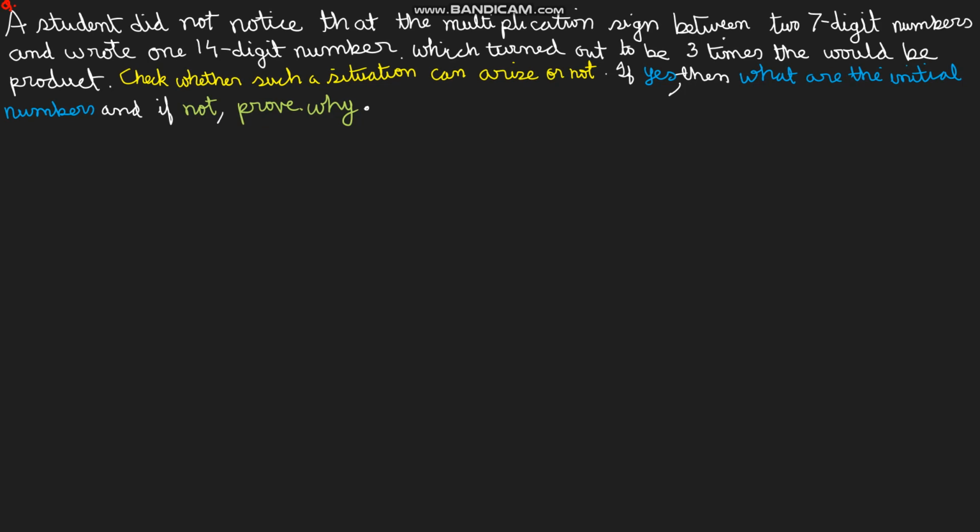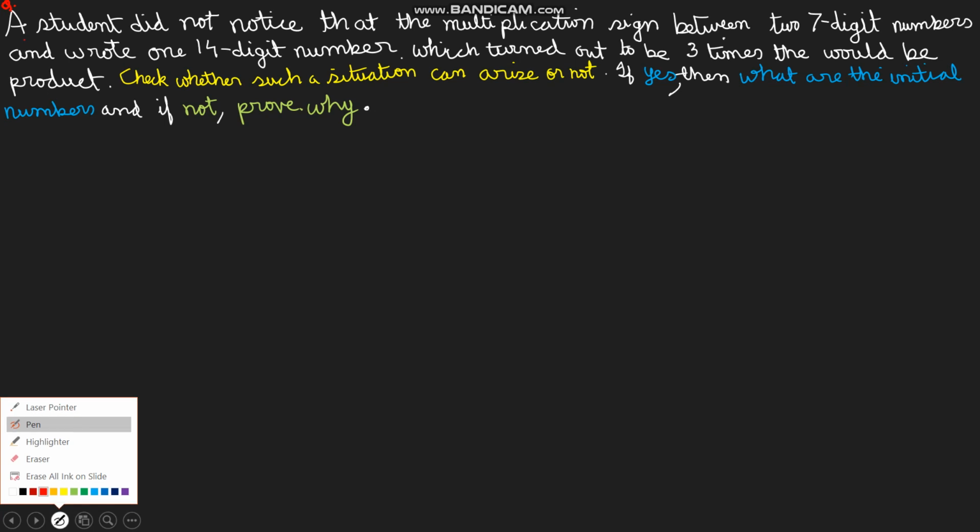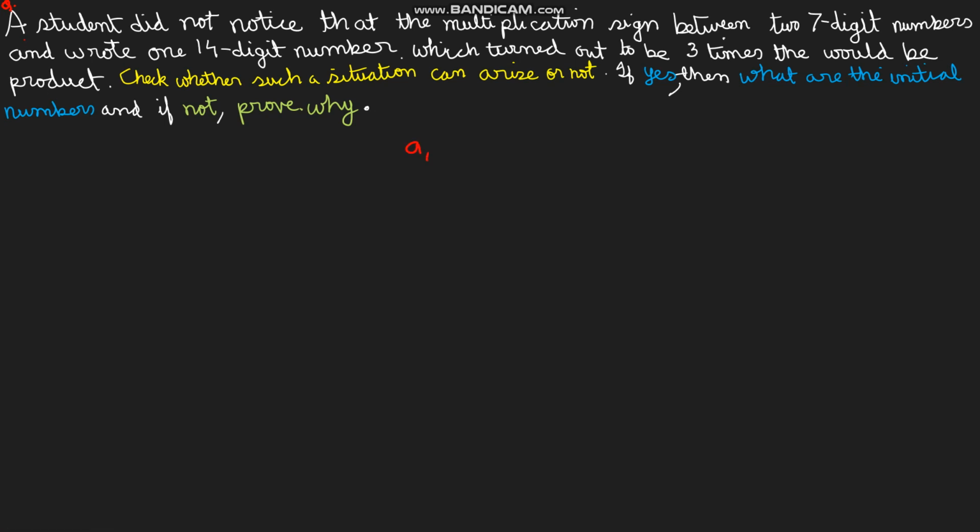It is telling: a student did not notice the multiplication sign between two 7-digit numbers and wrote one 14-digit number. Let's say we have a 7-digit number like this: A1, A2, A3, A4, A5, A6, A7. Another 7-digit number, separated by a multiplication sign: B1, B2, B3, B4, B5, B6, B7.